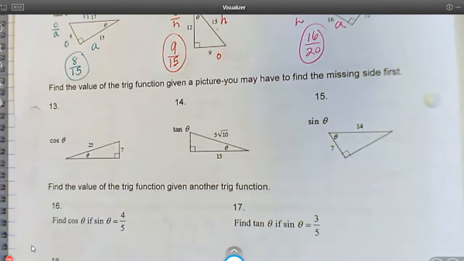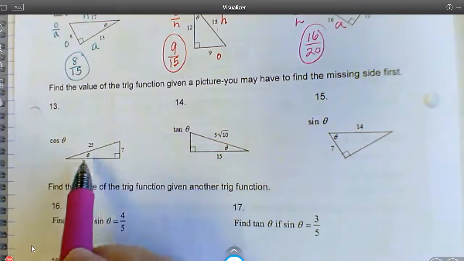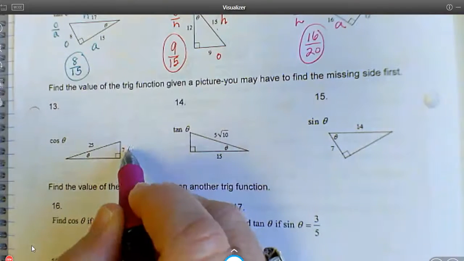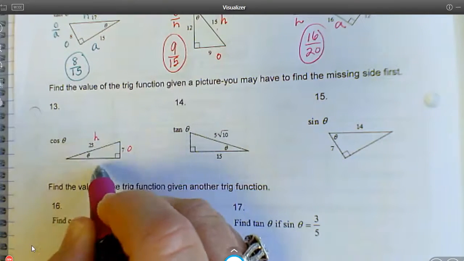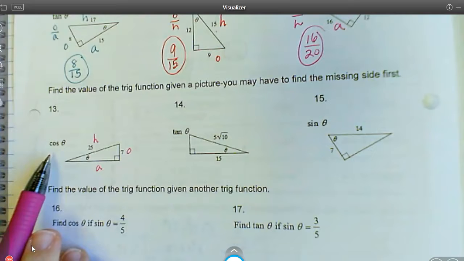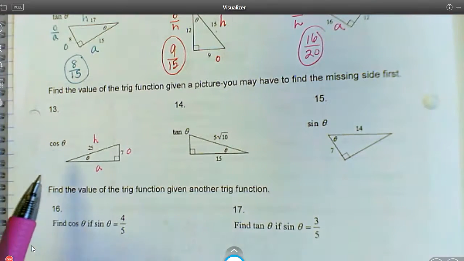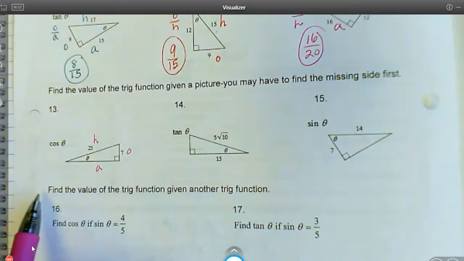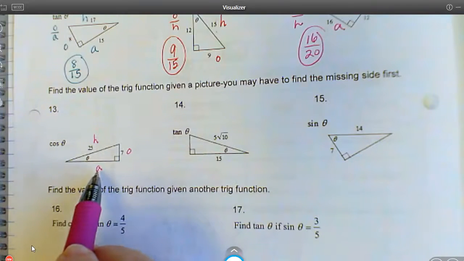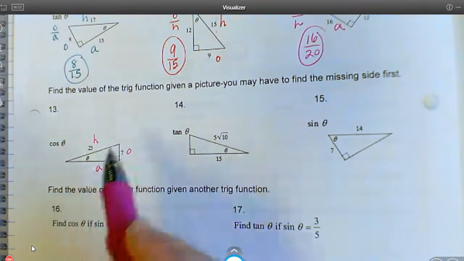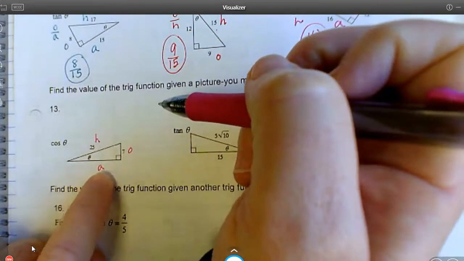Now, when we get to the next problems, it's a little different because we don't have all three sides. So look at number 13. I have the opposite side, and I have the hypotenuse, but I don't have the adjacent. And if I'm doing cosine of the angle, I have to have adjacent and hypotenuse. So the Pythagorean theorem is what we use to find the other side so that we've got all the sides. So we're going to start with the Pythagorean theorem.